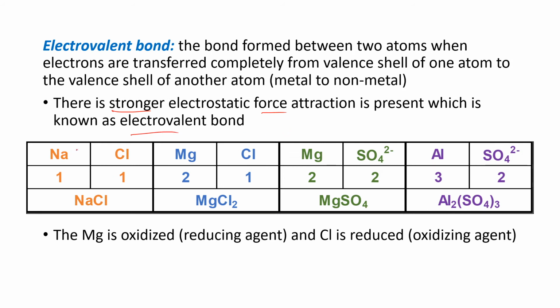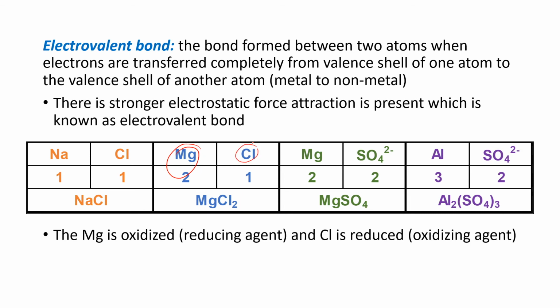Here there are a few examples, that is sodium chloride, magnesium sulfide, and so on. Here the examples are clearly given. Sodium has a valency of one and chlorine has a valency of one. As a result there is a formation of an electrovalent bond leading to the formation of NaCl. In MgCl also, magnesium has a valency of two and chlorine has a valency of one. So the magnesium is going to donate two electrons.